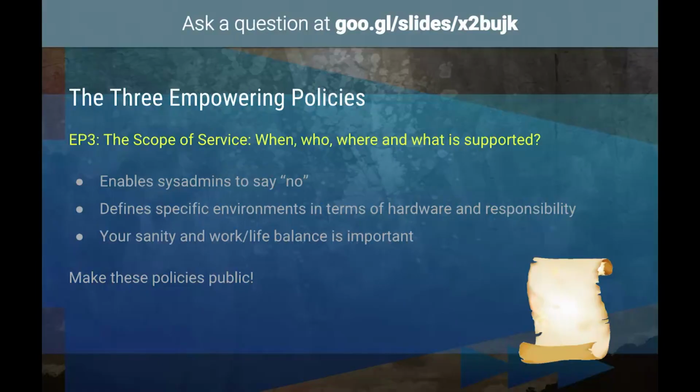All right, so empowering policy number 3, the scope of the service. That means who are you going to support? What kinds of equipment are you going to support? When are you going to support them? Where are you going to support them?